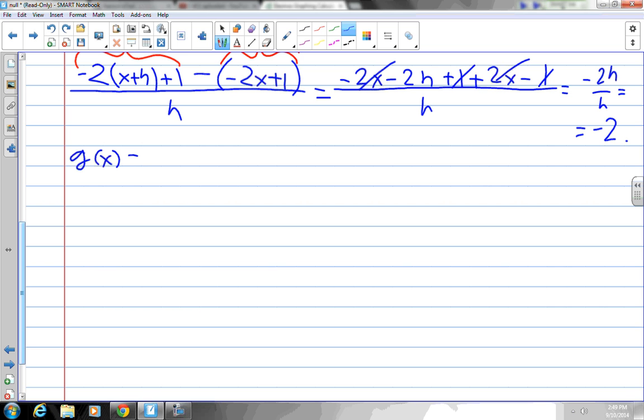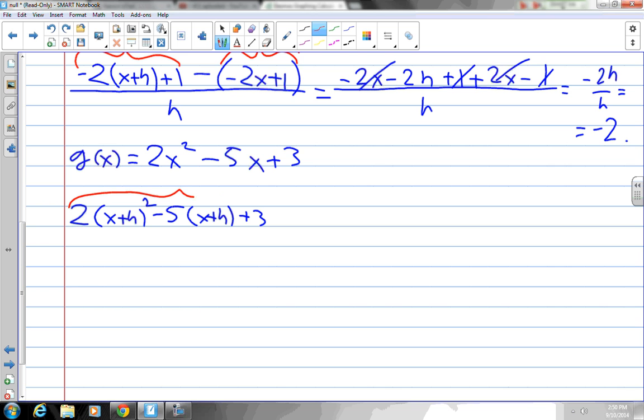Let's say g of x is, well, 2x squared, I'm just making stuff up, minus 5x plus 3. So I want to do that one. A quadratic. So again, we're going to set it up by evaluating this function at x plus h. So x plus h goes in for every x in that function. So that becomes 2 times x plus h squared minus 5 times x plus h plus 3. So every x turned into x plus h. So this is g of x plus h. Is that okay?